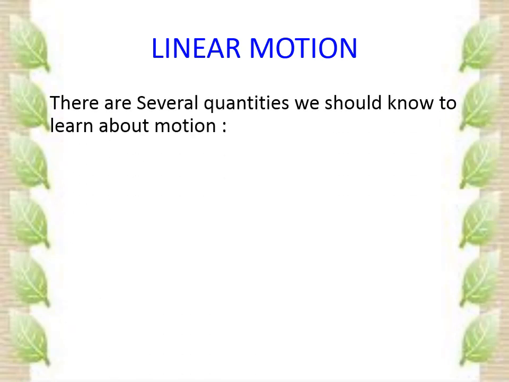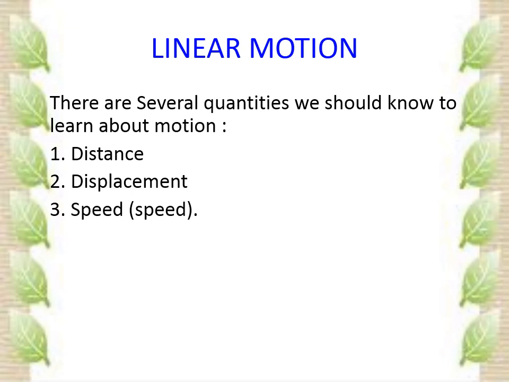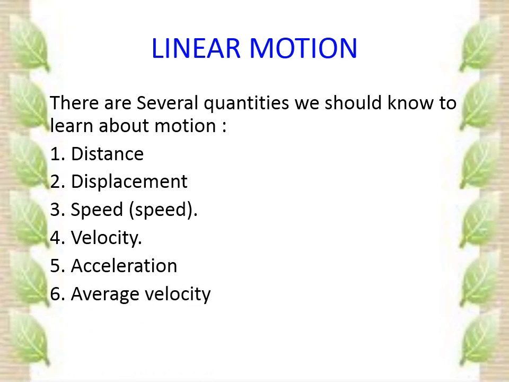While learning about linear motion, there are several quantities we should know. The first is distance. The second is displacement. The third is speed. The fourth is velocity. The fifth is acceleration. And the sixth is average velocity. Now we will learn about distance and displacement.